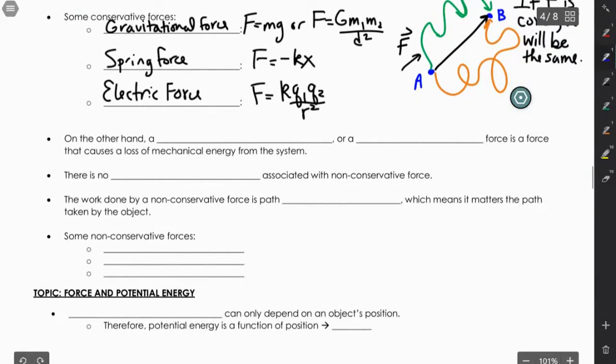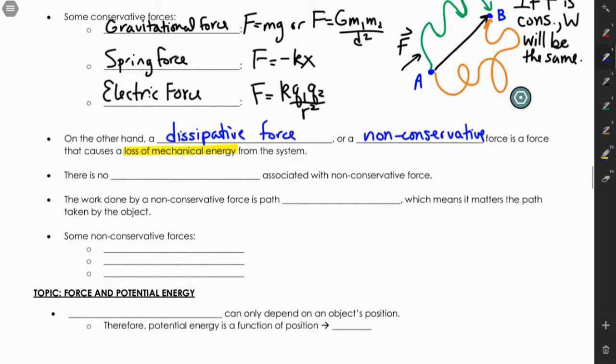Now, on the other hand, a force that is dissipative, or what we call a non-conservative force, is a force that causes the mechanical energy to not be conserved. So it's going to cause a loss of mechanical energy, and that's very important. The big non-conservative force is friction, and the heat that comes along with friction.